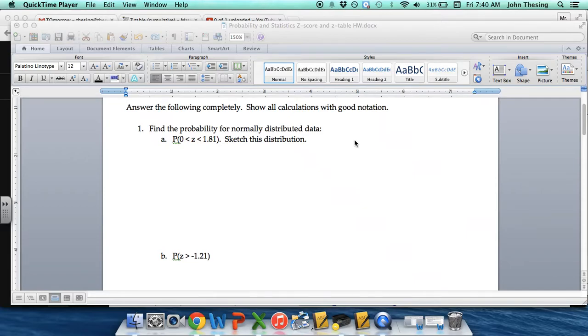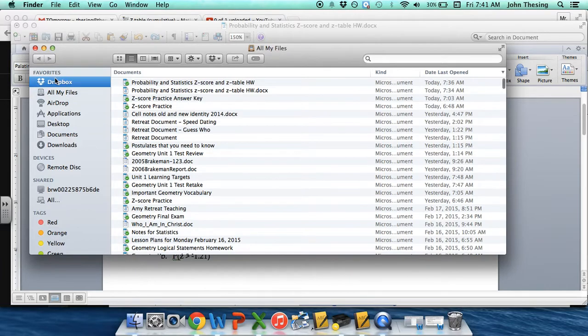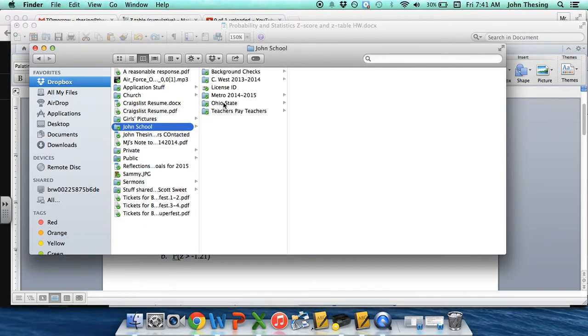Okay, so I want to give you guys some example problems where you might need to use the z-score table. This one is: find the probability for normally distributed data. What is the probability that your z, if you randomly pick one, will be between 0 and 1.81?